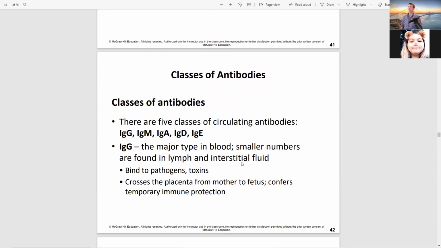So there are different classes of antibodies. We just call them Ig, or immunoglobulins. We have IgG, IgM, IgA, IgD, IgE. IgG is the major type in blood. Smaller numbers are found in lymph and interstitial fluid, but these bind to pathogens and toxins, and they also can cross the placenta from mother to fetus, conferring temporary immune protection in the baby.